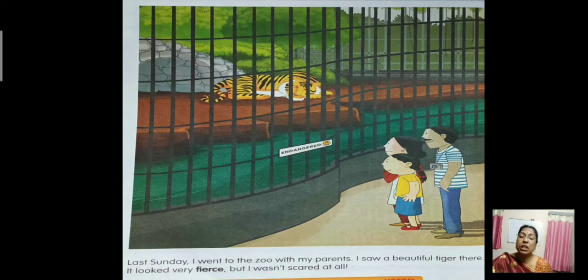With whom did she go, children? Yes, she went with her parents. And what did she see in the zoo? Yes, very good. She saw a beautiful tiger. And how did the tiger look? Very fierce, very angry. But I wasn't scared at all. Scared means frightened. So the girl was not at all afraid of seeing that tiger which was very angry.